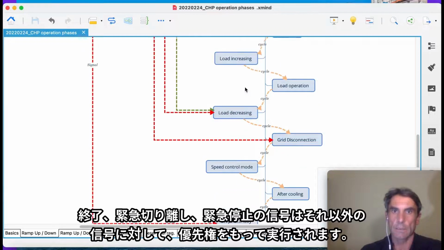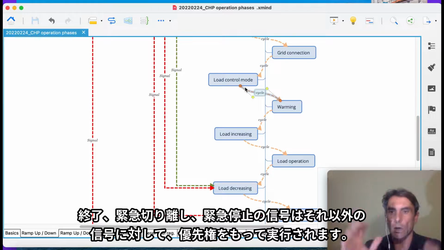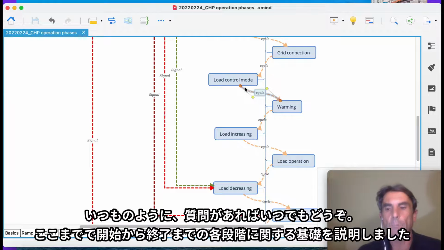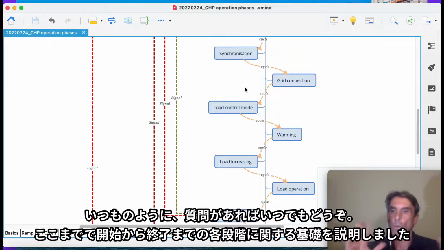So that's for the understanding as an overview. Please let me know if there are any questions. That is only the basics, so that it's easier to understand how the system works together.